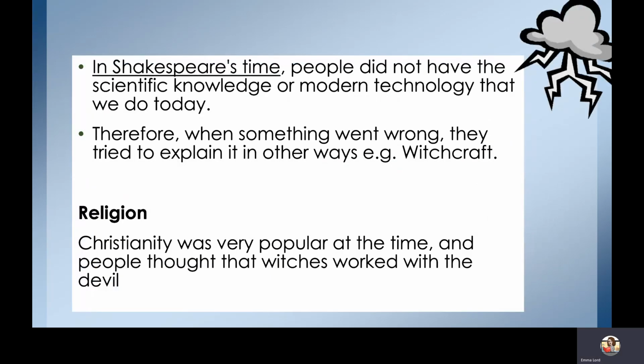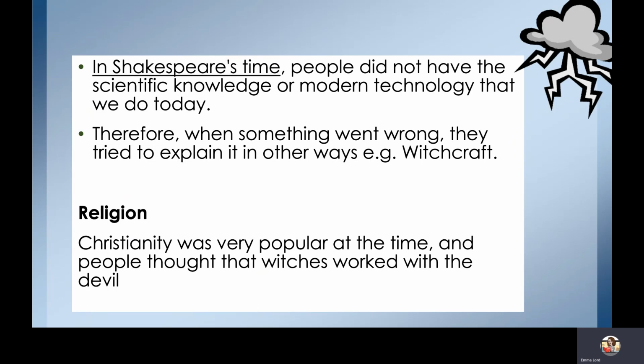People didn't have very good scientific knowledge, and they certainly didn't have modern technology that we do today. Therefore, when something went wrong, for example, something like an earthquake or an eclipse, they tried to explain it in other ways, and one of the ways they often did that was to just say it was witchcraft. And of course, you've also got to remember that Christianity was very popular at the time. Most of Britain were Christian, and people thought that witches worked with the devil.